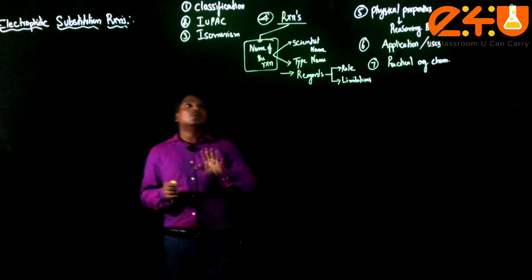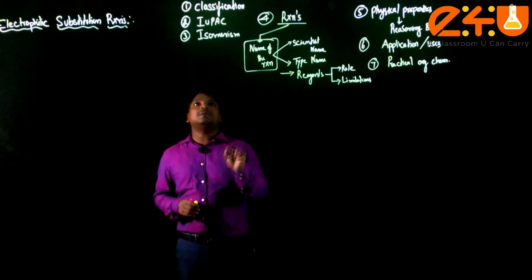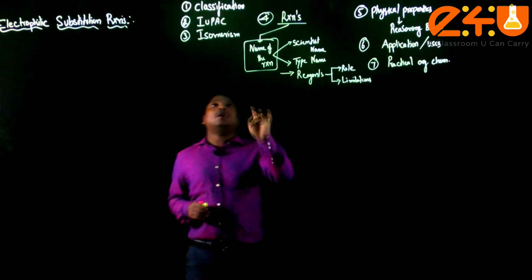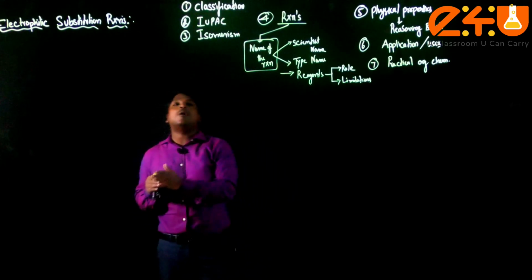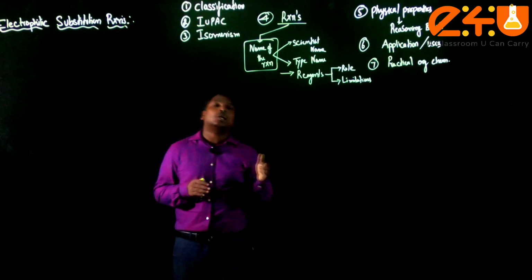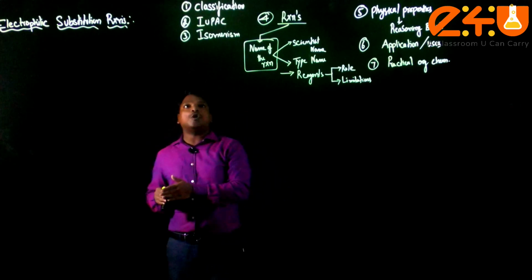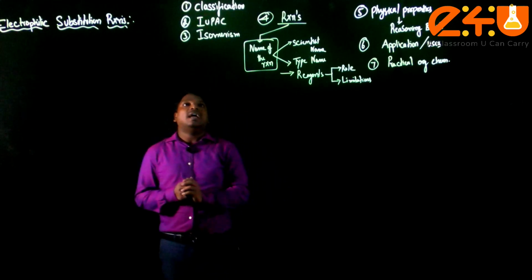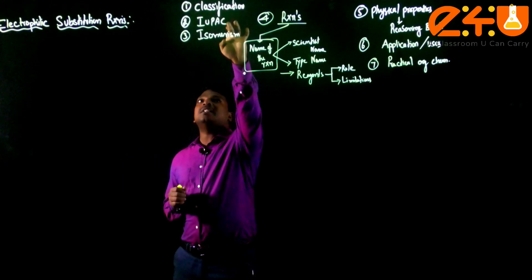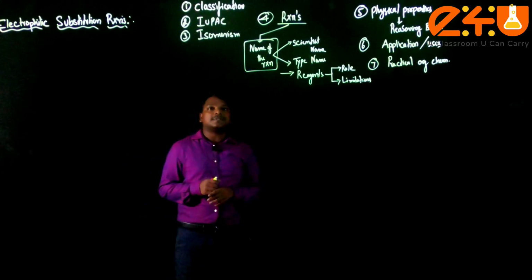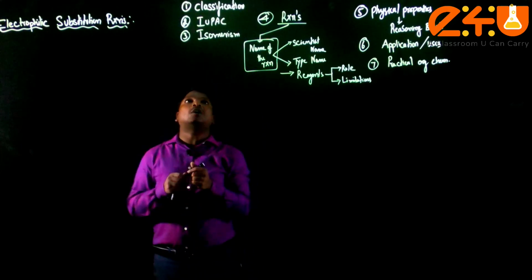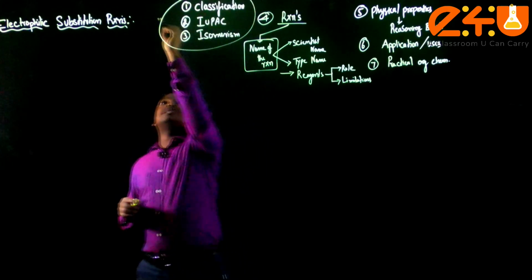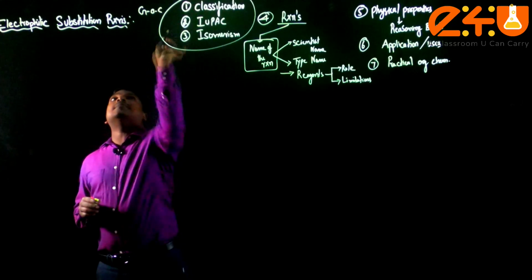Whenever you study organic chemistry, students, be more specific. First, learn all the classifications in organic chemistry, like what are aromatic compounds, anti-aromatic compounds, non-aromatic compounds, what are aliphatic compounds, and how they are classified. Second, start learning all the IUPAC nomenclature concepts, and third, try to learn all the isomerism. These three things we'll call GOC, General Organic Chemistry.